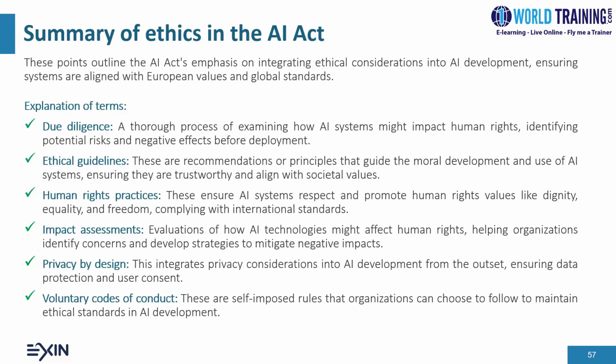So let's look at the explanations of terms. Due diligence. Due diligence is a thorough process of examining how your AI systems might impact human rights, identifying the potential risks and negative effects before deployment. Ethical guidelines. These are the recommendations or principles that guide the moral development and use of AI systems, ensuring they are trustworthy and aligned with societal values.